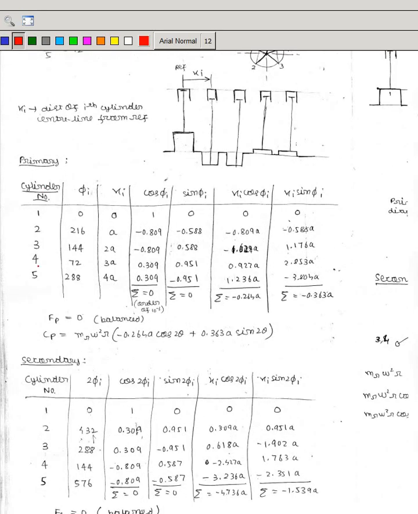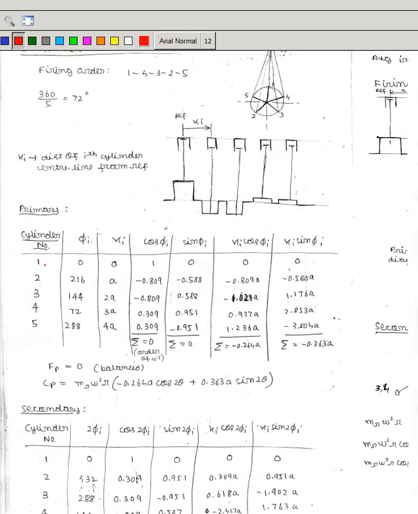So cylinder number 1, 2, 3, 4, 5, and the angles are: first one is fired so 0, then 4 is fired so 72, then 3 is fired so 144, then 2 is fired so 216, then 5 is fired, then 288, then again 1 is fired. So this order is very important, and these are the distances: 0a, 2a, 3a, 4a.